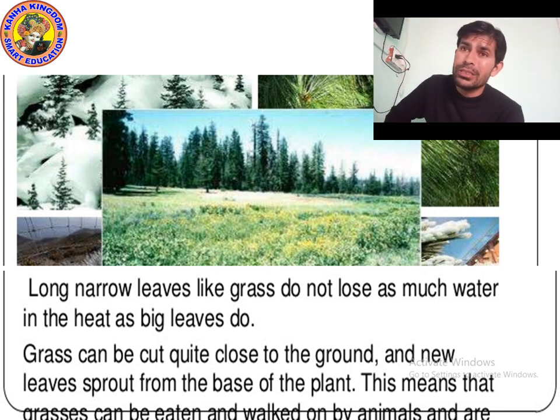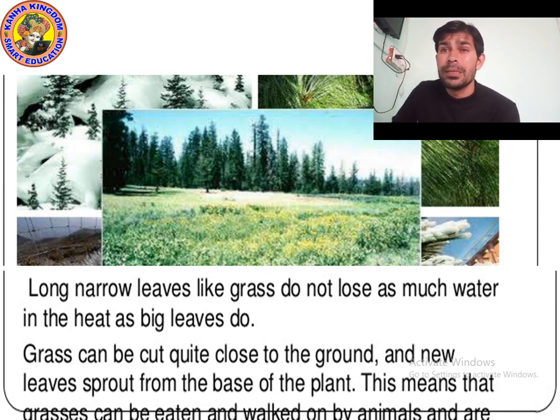Look at the center picture. The center picture is actually showing the grassland area, where the grasses grow from the base. If we talk about the features of grass, grasses grow from the base, and creeping stems above the ground are called stolons, and those below the ground are called rhizomes.